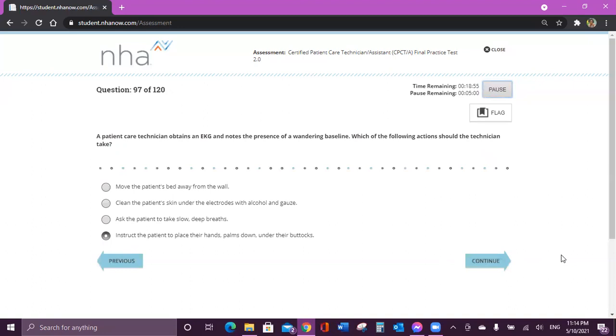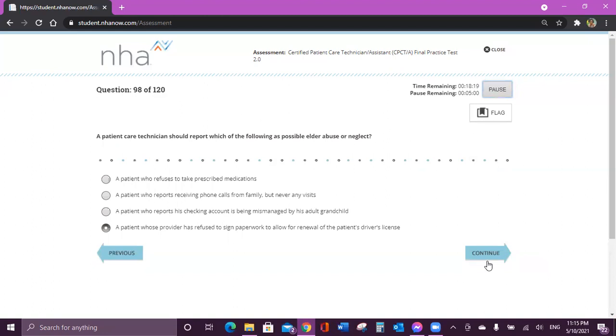A patient care technician is obtaining an EKG to detect the presence of wandering baseline. Which of the following actions should the technician not take? Move the patient's bed away from the wall. Clean the patient's skin on the electrode site with alcohol. No. Ask the patient to take a slow deep breath. No. Instruct the patient to place their hands palm down on their butt. Yep. Yeah.